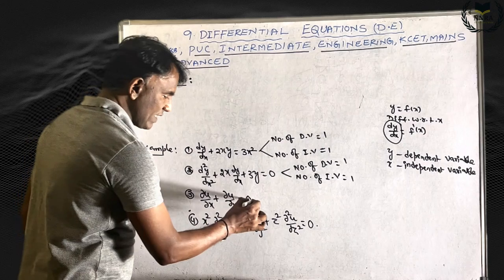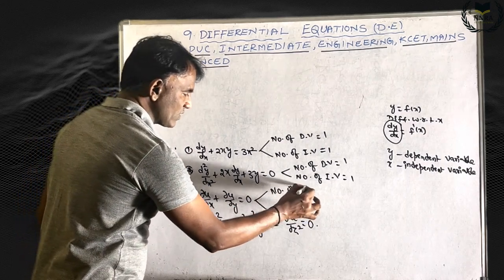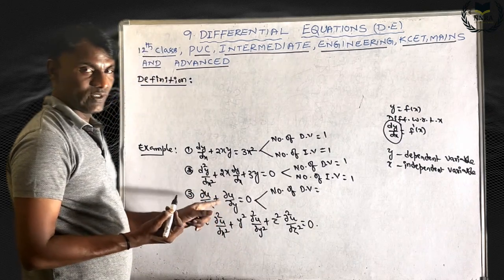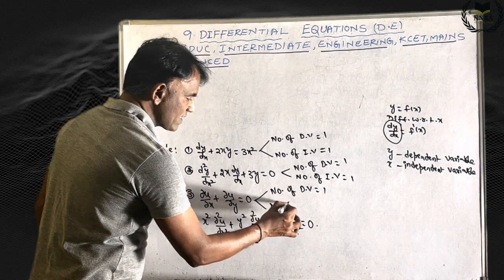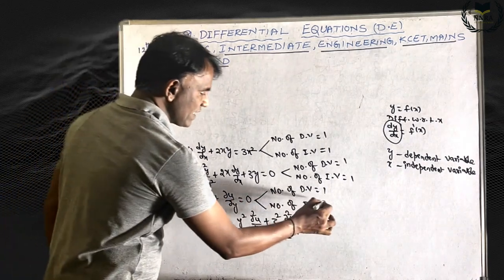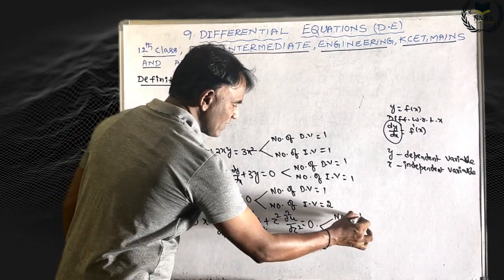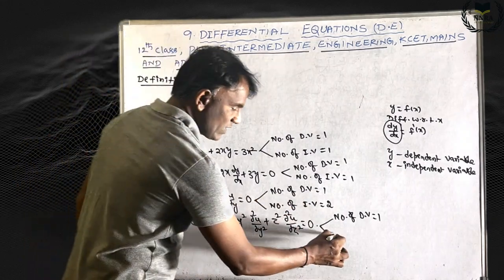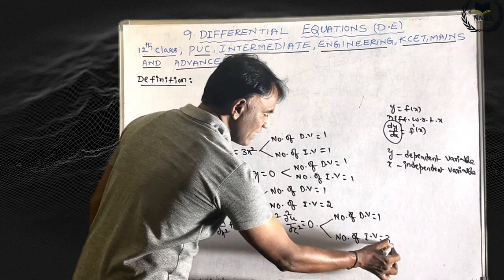Coming to the third example, the number of dependent variables: dou u by dou x, dou u by dou y, u is the dependent variable, so that is 1. The number of independent variables: x and y, so that is 2. In the last example, the number of dependent variables is again 1 only, and the independent variables are 3: x, y and z.